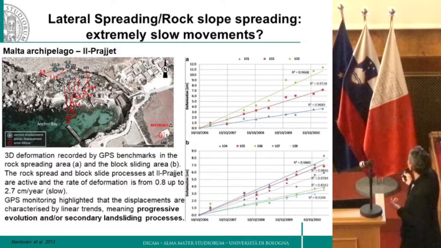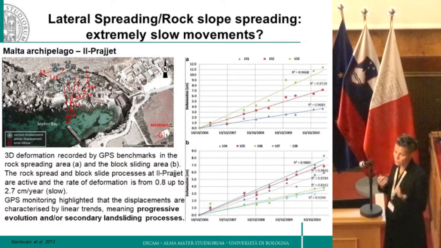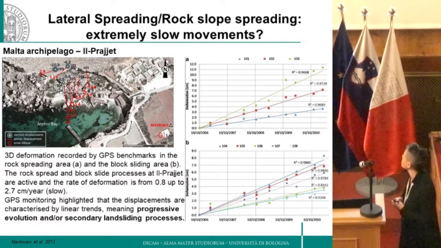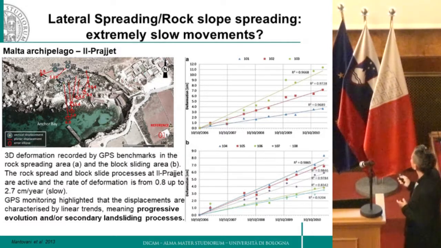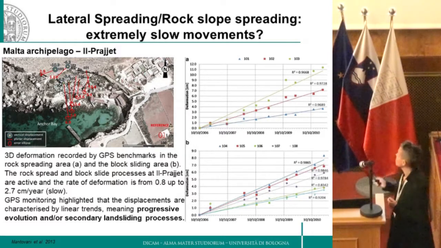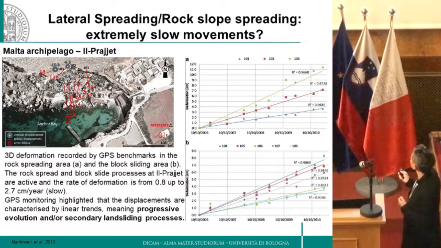So we are moving from millimeters to centimeters per year. So we are not in the extremely slow class, but in the slow class. And this trend, in particular, is quite evident. So this trend is linear. So probably we are here monitoring the progressive evolution of this lateral spreading and or some secondary movements that are taking place at the boundaries of the slabs. And this is our focus.